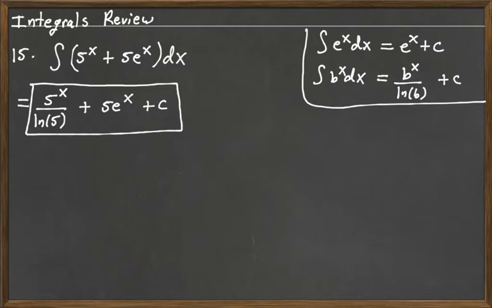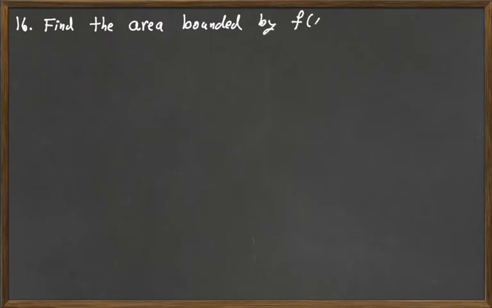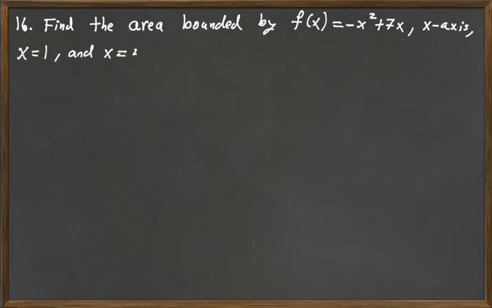That's it. Okay. So one of the applications using the second fundamental theorem of calculus is that we can find the area between curves. So we're going to find the area bounded by the parabola f of x equals negative x squared plus 7x, bounded by the x-axis and the vertical lines x equals 1 and x equals 4.